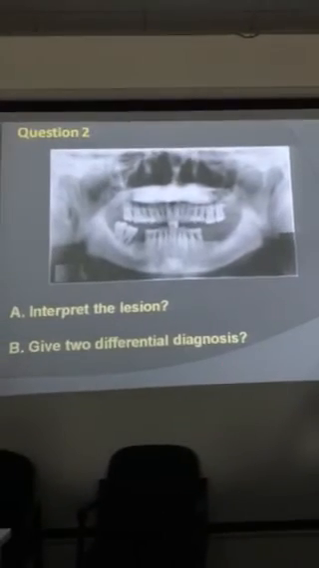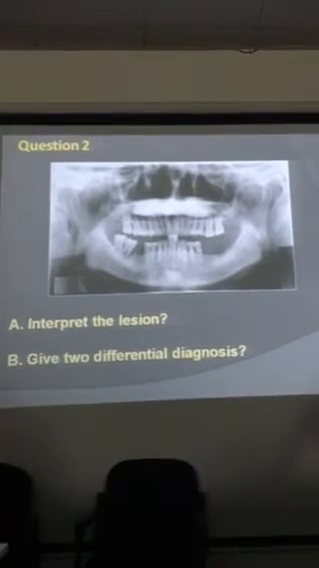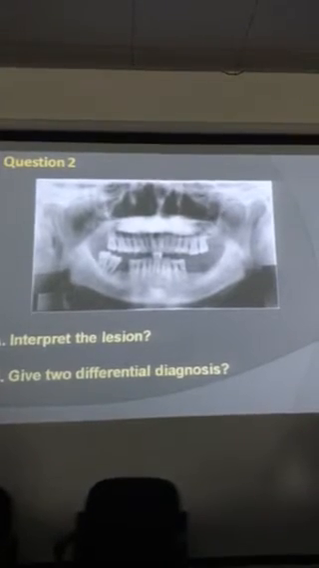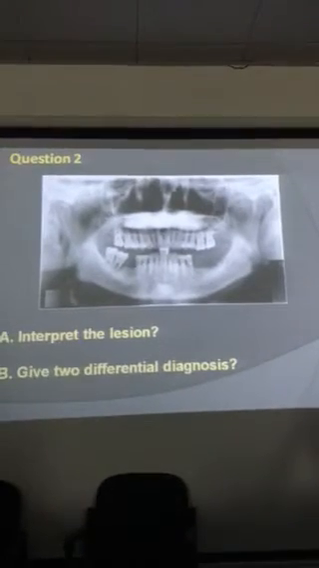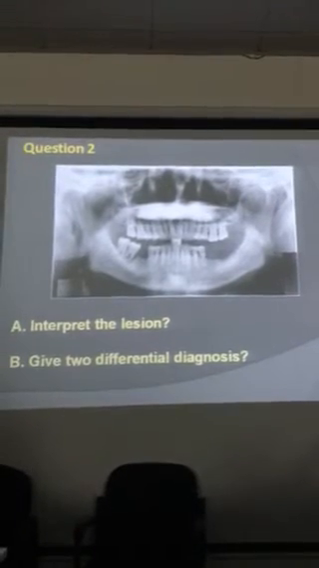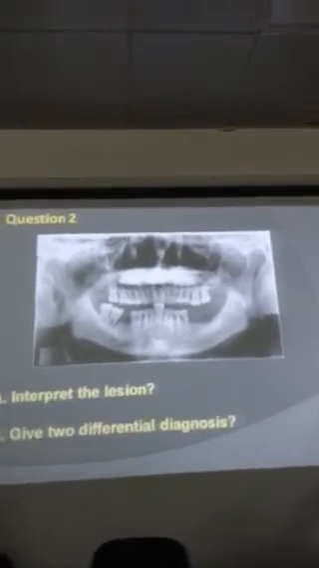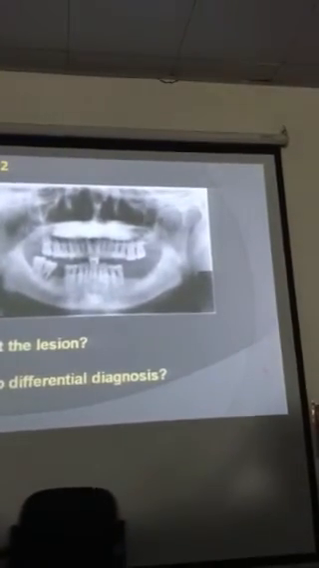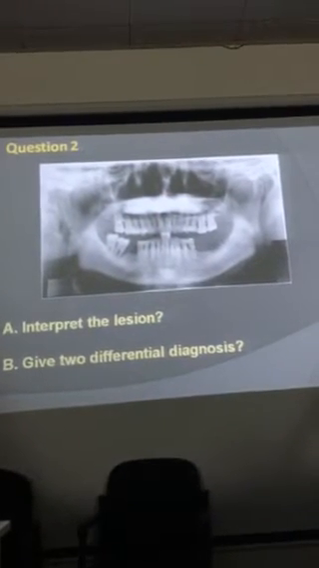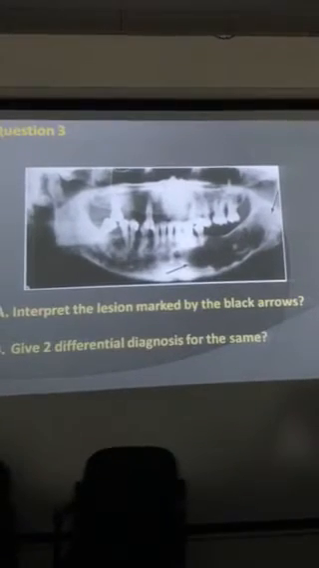Clear? Next question. Give 2 DD for this. Osteoma, then cementoma. Fine, no problem. Even this also is fine. Clear? But actually, it is not as you said. It is a torus, maxillary torus. But if you say osteoma or cementoma, you will not lose marks. But actually, this is a maxillary torus. You will take it in tomorrow's class, no problem. This also we discussed again.